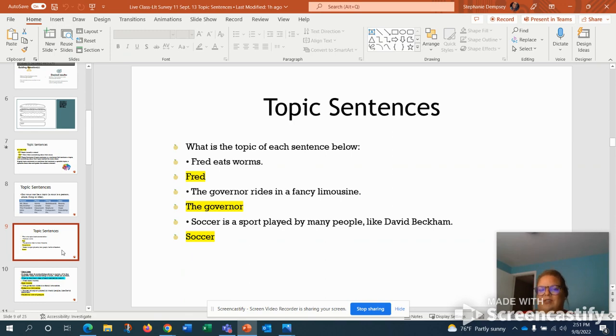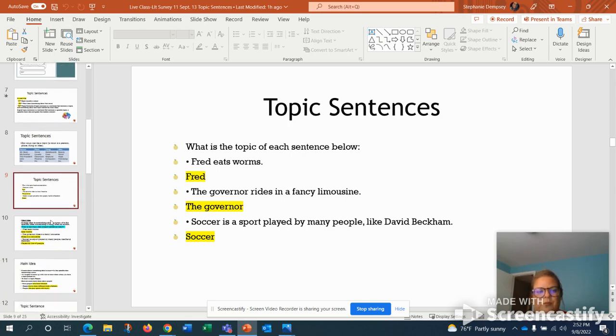We have a topic sentence here that says the governor rides in a fancy limousine. Now, our topic would be the governor. So we're talking about what the governor does. Soccer is a sport played by many, like David Beckham. And the soccer is the sport that's played by many. So it wouldn't be David Beckham there. He's just an example of somebody that plays that sport.